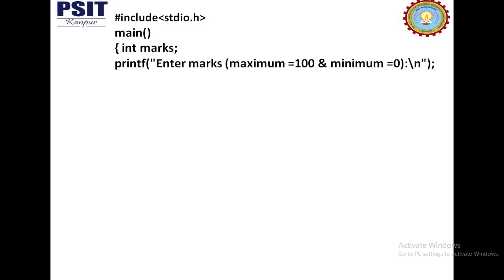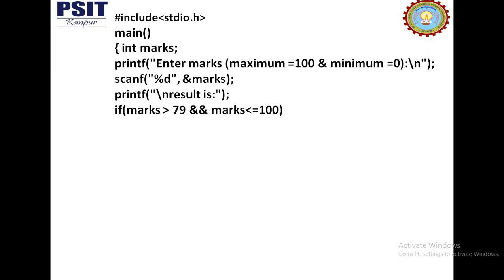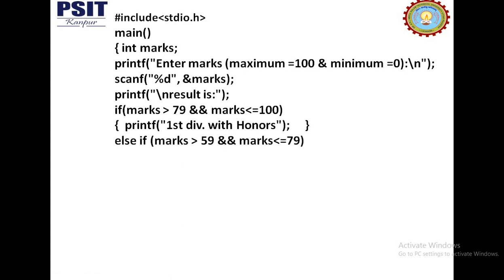First of all, marks are entered, and the maximum should be 100 and the minimum 0. You should not enter negative marks or more than 100 marks, right? So what will be the result? Here the logical AND operator will also be used, because you have to check a range, and a range has two values to be checked, initial and final. So both values: more than 79 and less than or equal to 100, then first division. In this way with else if, the next else if will execute only if the previous if failed, then this condition will be checked, and accordingly first division will be printed.